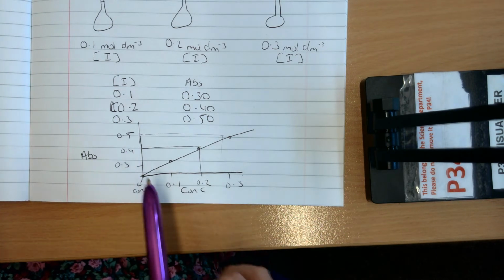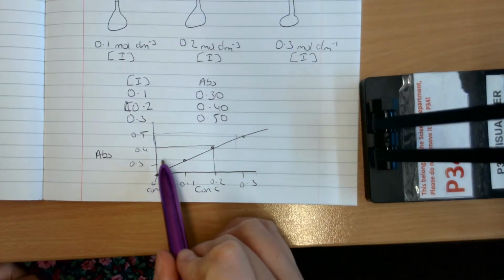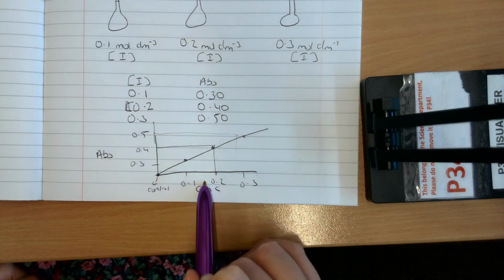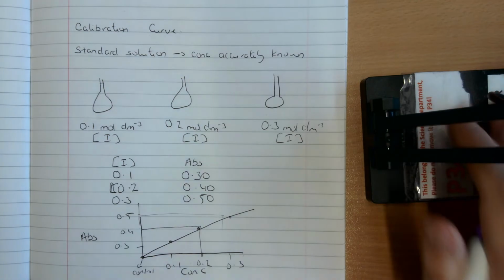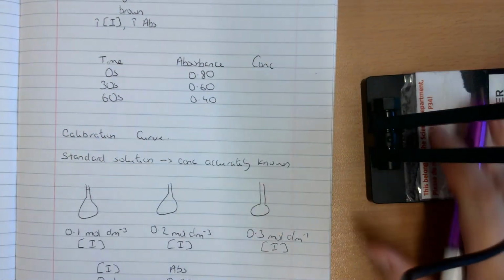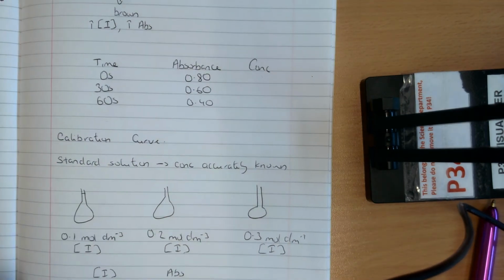And that can work for any absorbance, for any reading that you get when you're doing your experiment. If it was 0.35, you go here between 0.3 and 0.4, across, down, and you can read the concentration off. So your calibration curve allows you to go between the absorbance and the concentration. I'm going to have a look at one of the exam questions.